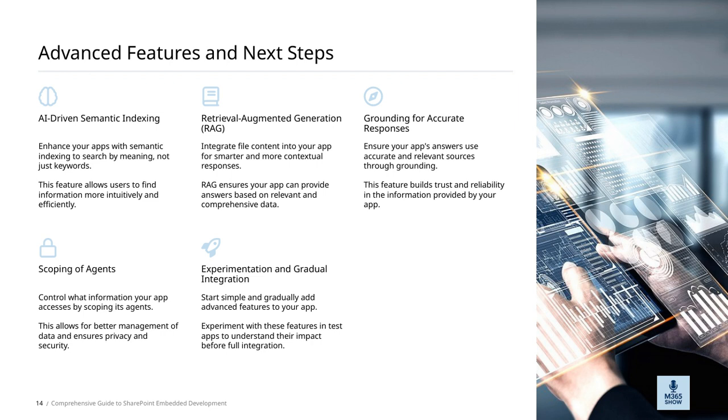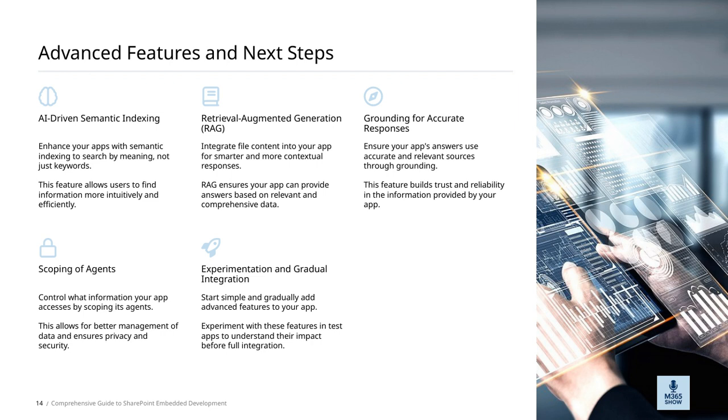Grounding is another vital feature. It ensures your app's responses are based on accurate and relevant sources. This builds trust and makes your app more reliable because users can be confident in the information it provides. Next, consider integrating file content into your app using Retrieval Augmented Generation, or RAG. This allows your app to give smarter, more contextual answers by leveraging relevant data from your documents or files.